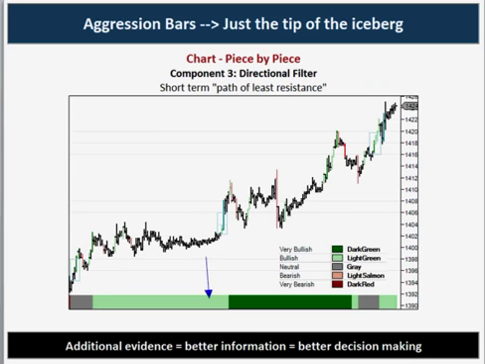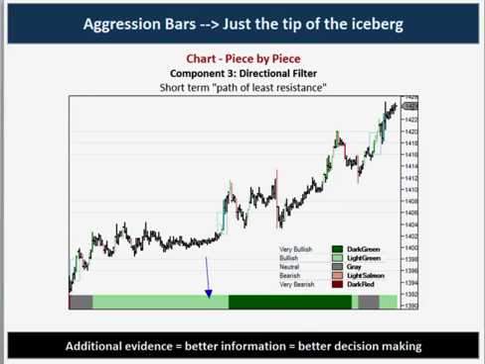Okay, the next component would be the directional filter. This is the short-term path of least resistance, and this is shown at the bottom of your chart. This has 5 different settings or colors. It's on a sliding scale. Again, you can change these colors, but bullish, strongly bullish, neutral. I look at this as more of a confirmation aid, and this is important as well. With any of these tools, it's not that any one of these tools is the be-all, end-all. Each of these components is giving you a piece of the puzzle, a piece of evidence. And just like if you're doing a puzzle on your table, if you have more pieces that come together, you have a clearer picture.